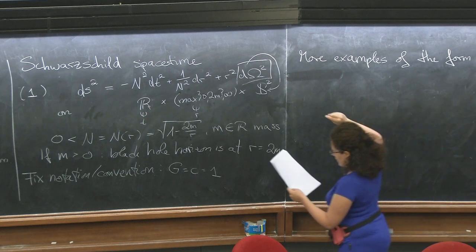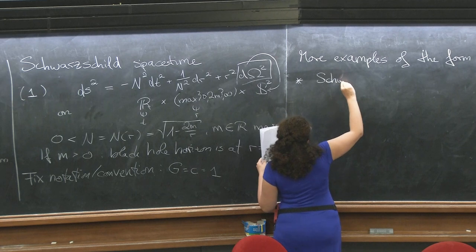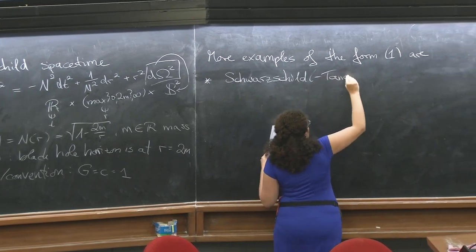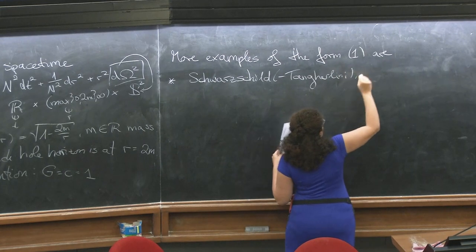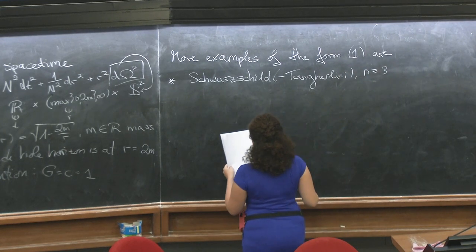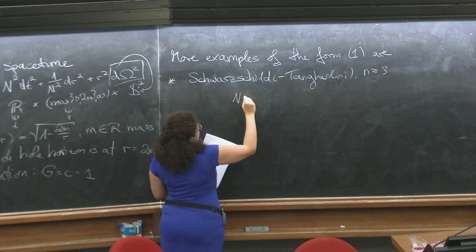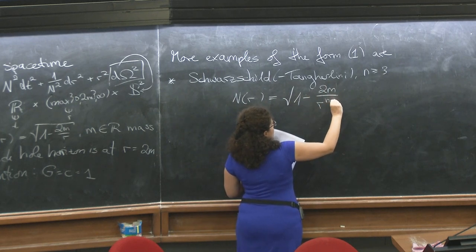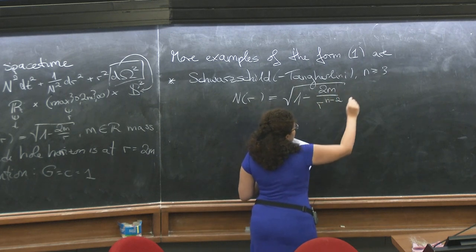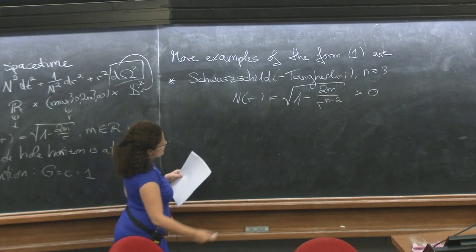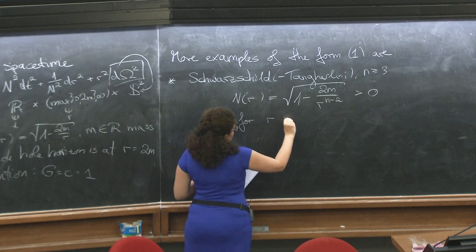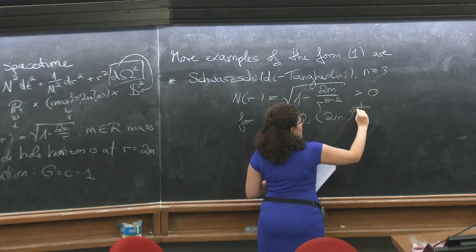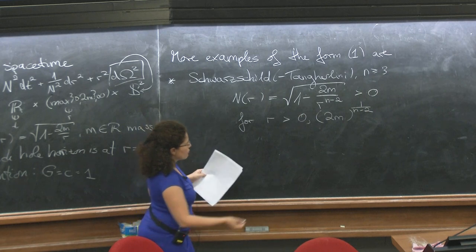Are what is called the Schwarzschild spacetimes in higher dimensions, or sometimes called the Tangherlini spacetimes, or sometimes called Schwarzschild-Tangherlini, for n. We get the n equal to 3. We can write the function N of R as the square root of 1 minus 2m over R to the power n minus 2. This is also positive for R bigger than 0 and bigger than the 1 over n minus 2 root of 2m, depending if m is positive.